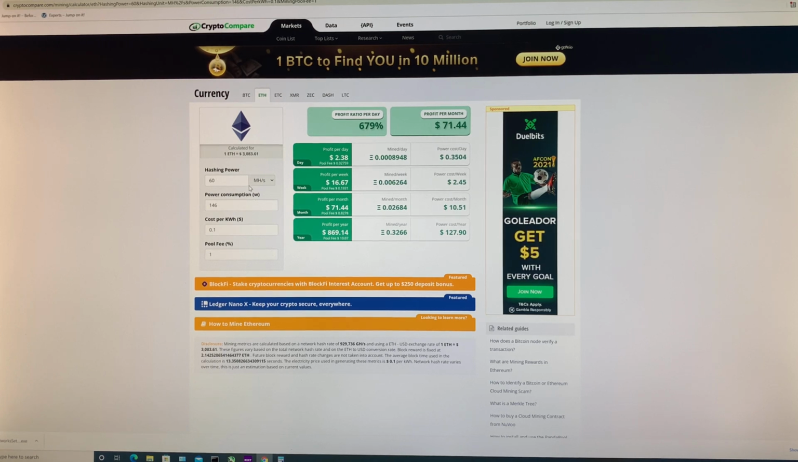So now I've browsed over to cryptocompare.com, and I've entered a hash rate for a card of 60 mega hash approximately at about 146 watts power consumption with a 10 cent electric fee and a 1% pool fee. And basically, even with all these fees and the very, very low Ethereum price, it's still doing about $2.38 after paying your electric every single day, or $16 US a week, or about $71 US a month.